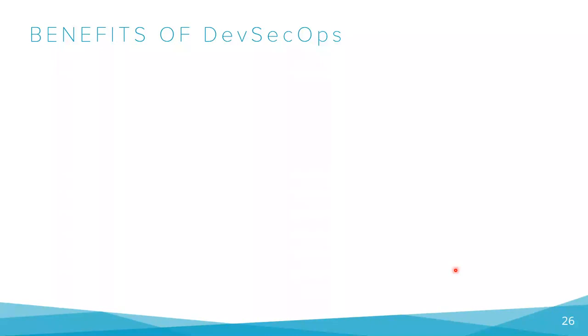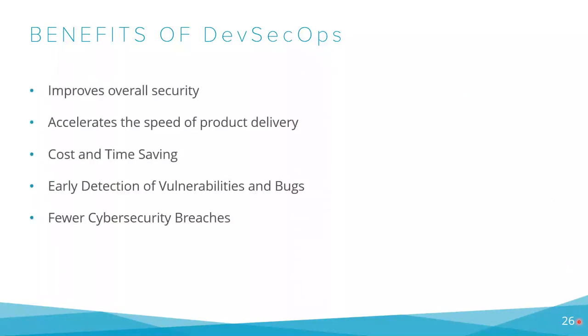Now we'll see some benefits of DevSecOps. The most important and obvious benefit of a DevSecOps approach is that it will improve overall security and helps in the earlier identification of vulnerabilities before they start affecting the entire application. By implementing security practices in the development lifecycle, organizations are able to reduce the risk of cybersecurity breaches to a great extent.